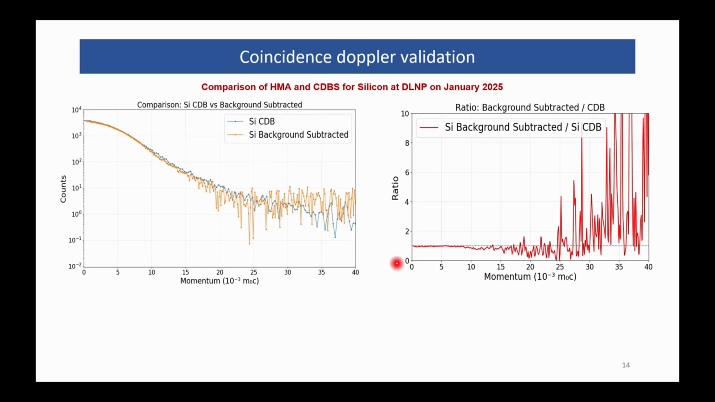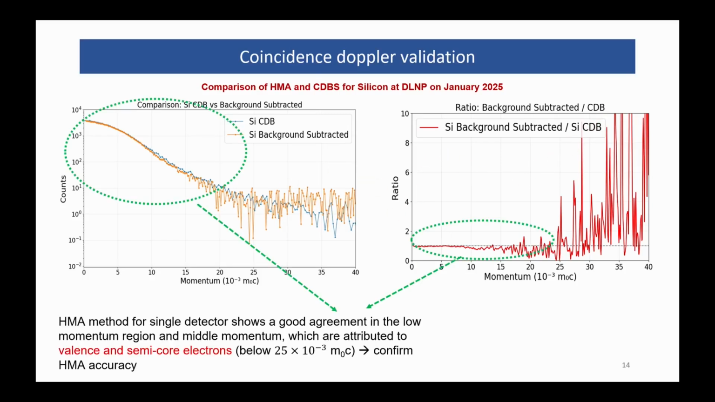And this is the ratio of two methods subtract to the coincident Doppler. So you can see that the subtract method for single detector shows quite good agreement in the low momentum here, and the semi-core, I called it the middle momentum, and that means the valence and semi-core electron, that means below 25. And from 25, it's a little bit noisy because we cannot measure a lot of count there due to the limitation of technology right now.